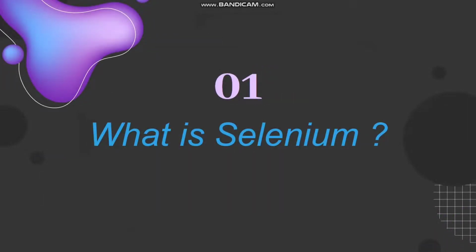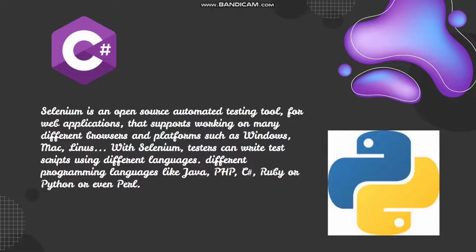The first box is Selenium. Selenium is an open source automated testing tool for web applications that supports working on many different browsers and platforms such as Windows, Mac, Linux. With Selenium, testers can write test scripts using different programming languages like Java, PHP, C#, Ruby on Rails, Python.